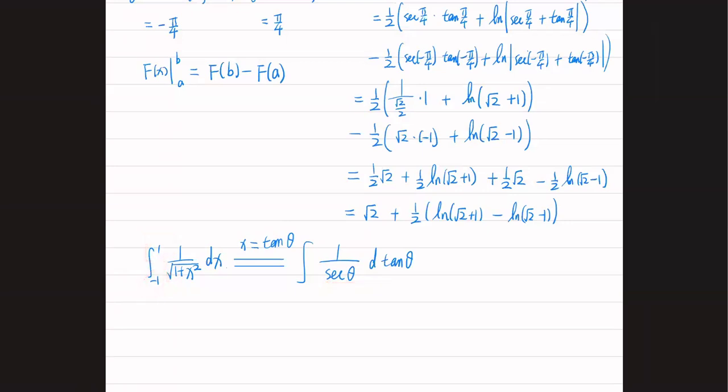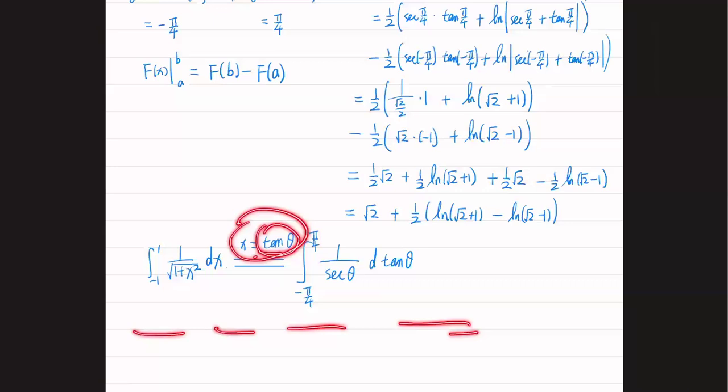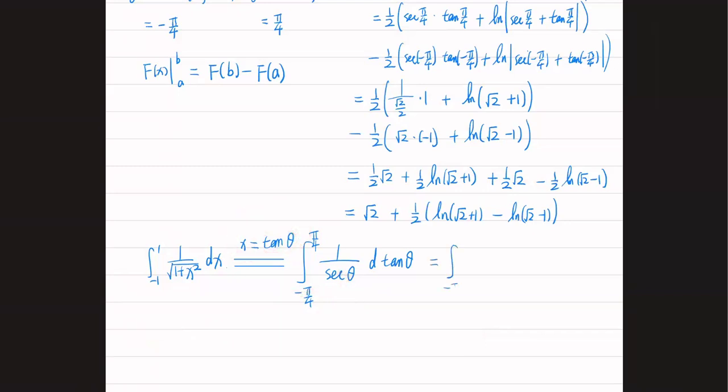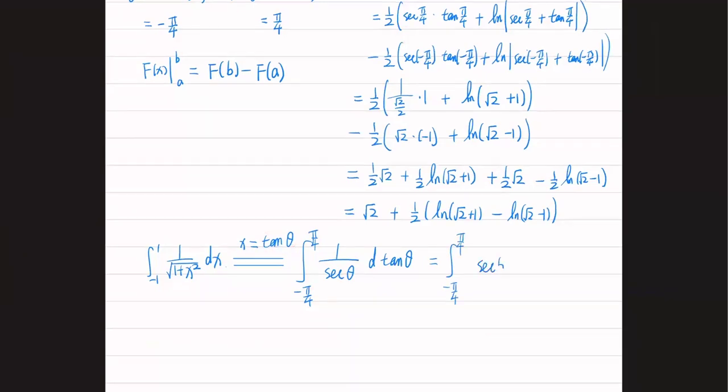Yes, so x varies from -1 to 1, and theta varies from -π/4 to π/4. This is why we have to emphasize that in this substitution, there must be a one-to-one correspondence. For the tangent function, we can extend the domain periodically, but we have to focus on one period. On this period, it's one-to-one. This will be tangent, secant squared over secant, just secant theta d theta.